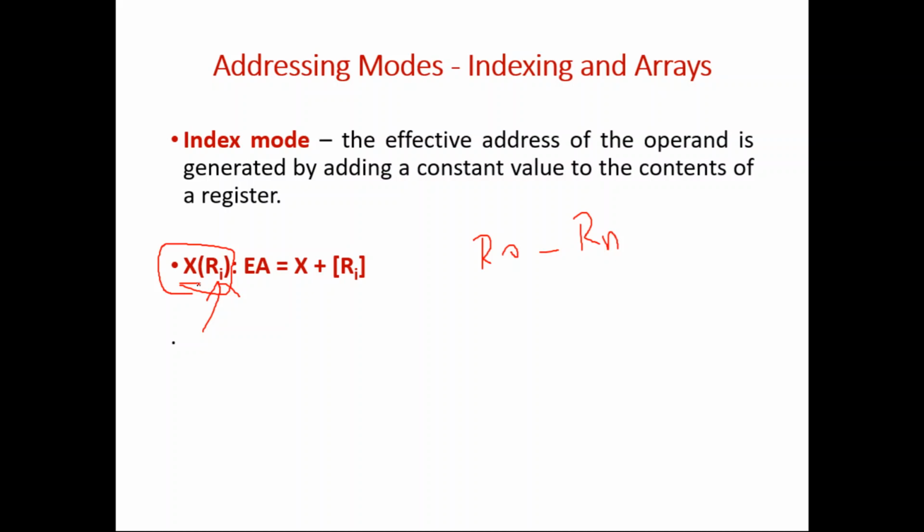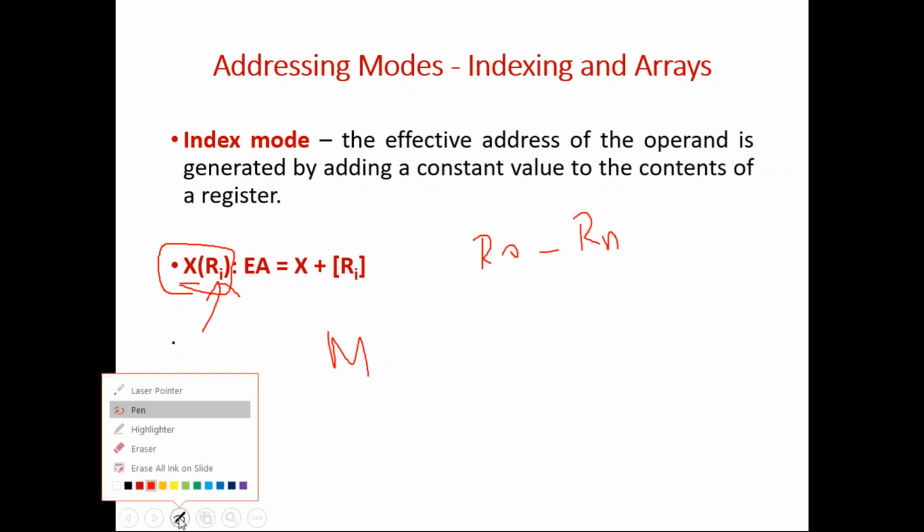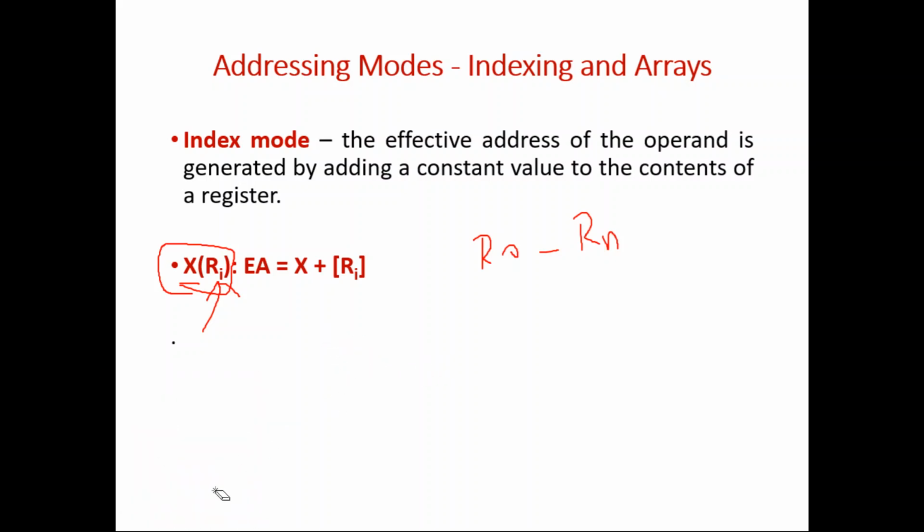So this addressing mode, what it will do in the sense, when x of Ri appears in some instruction, say add, R0 comma 10 within bracket R1. So what does it mean?